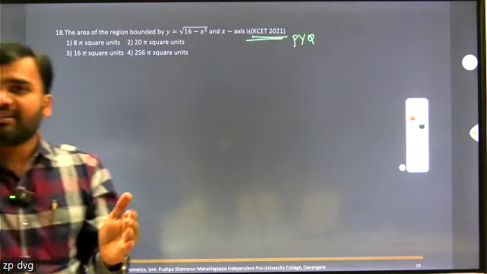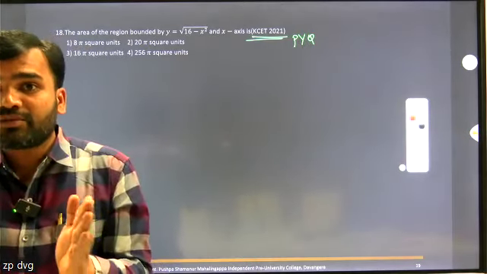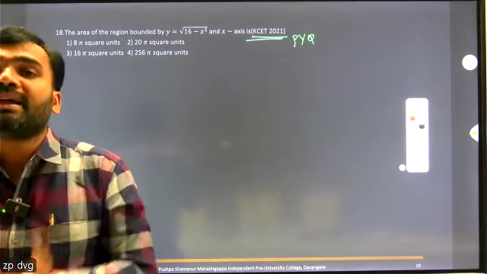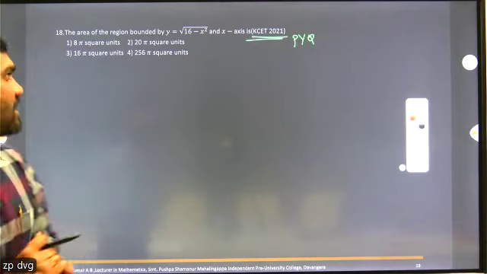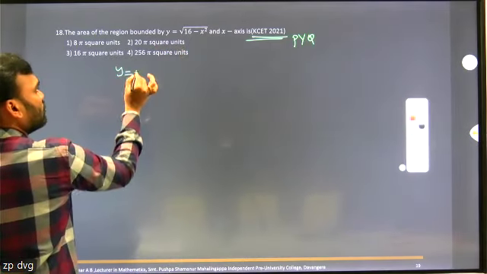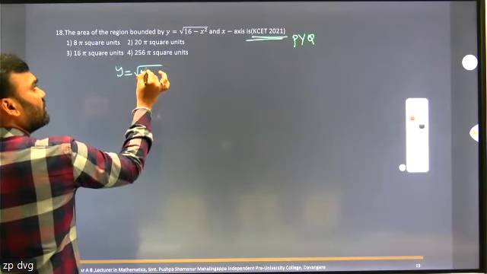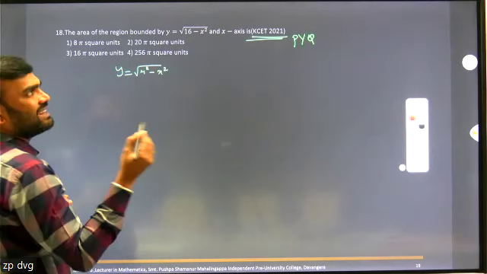Already we know: area of a circle means pi a square. Semicircle means 1 by 2 into pi a square. First quadrant means 1 by 4 pi a square. Like that. Here directly they have given y is equal to root of 16, which can be written as 4 square minus x square, and the x-axis.